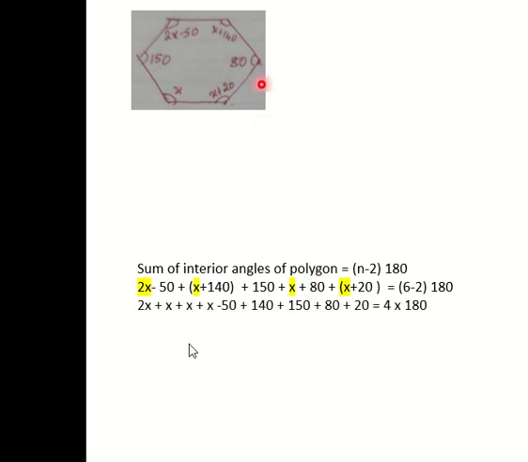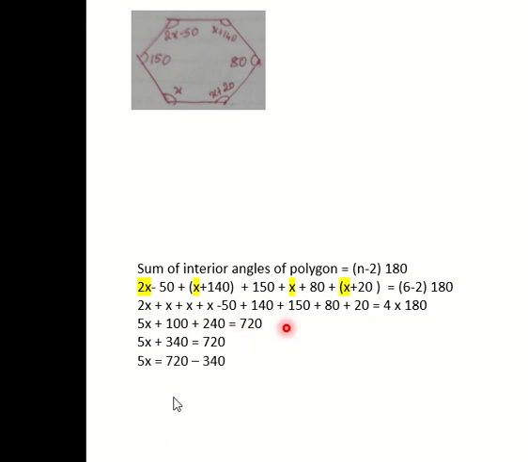Now I need to add all these angles. So let us add all the angles: 2x plus x plus x plus x, plus 140, 80, 20, 150, and substitute the n with 6 minus 2 into 180, that will become 4 into 180. So let us take all the x terms to one side, then it will become 5x plus 100 plus 240 equals 720. So this will become now 5x plus 340 equals 720.